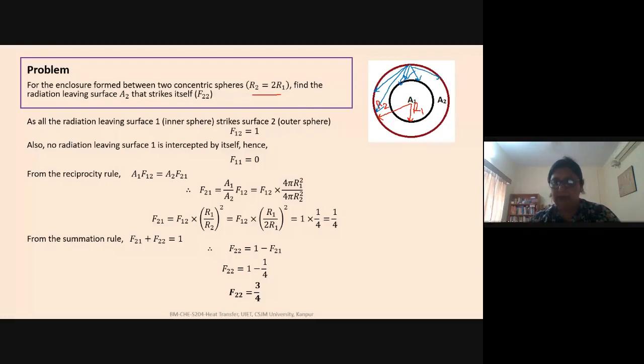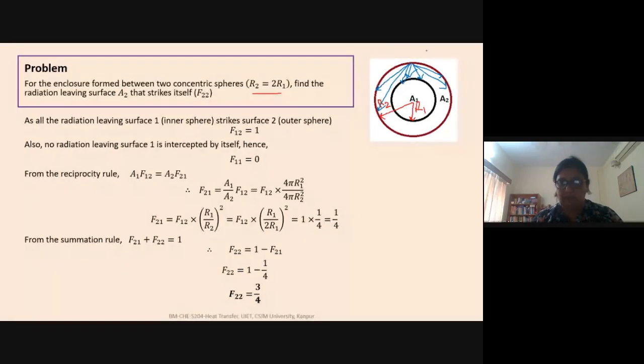Another part is going to go here. So there are all kinds. That means part of the radiation that goes out from the outer wall or the outer sphere will fall on sphere 1, and part of it will fall on itself. So this is what we have to find out. What is the view factor of surface 2 falling on itself?